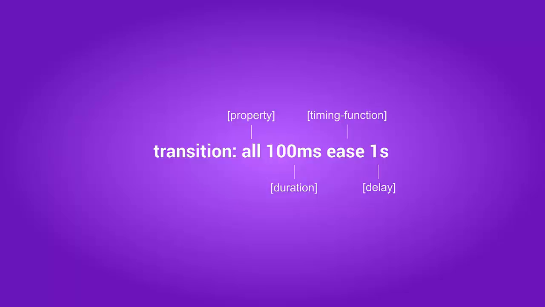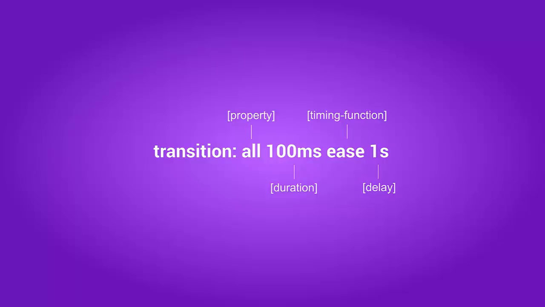You only need the transition property, which I've defined as property here, and the duration, which is your transition duration, and your timing function, which is your transition timing function, if you're going to do it with longhand. So the delay is optional, as I said, but what the delay does is it's sort of like a delay for when you want your transition to happen.